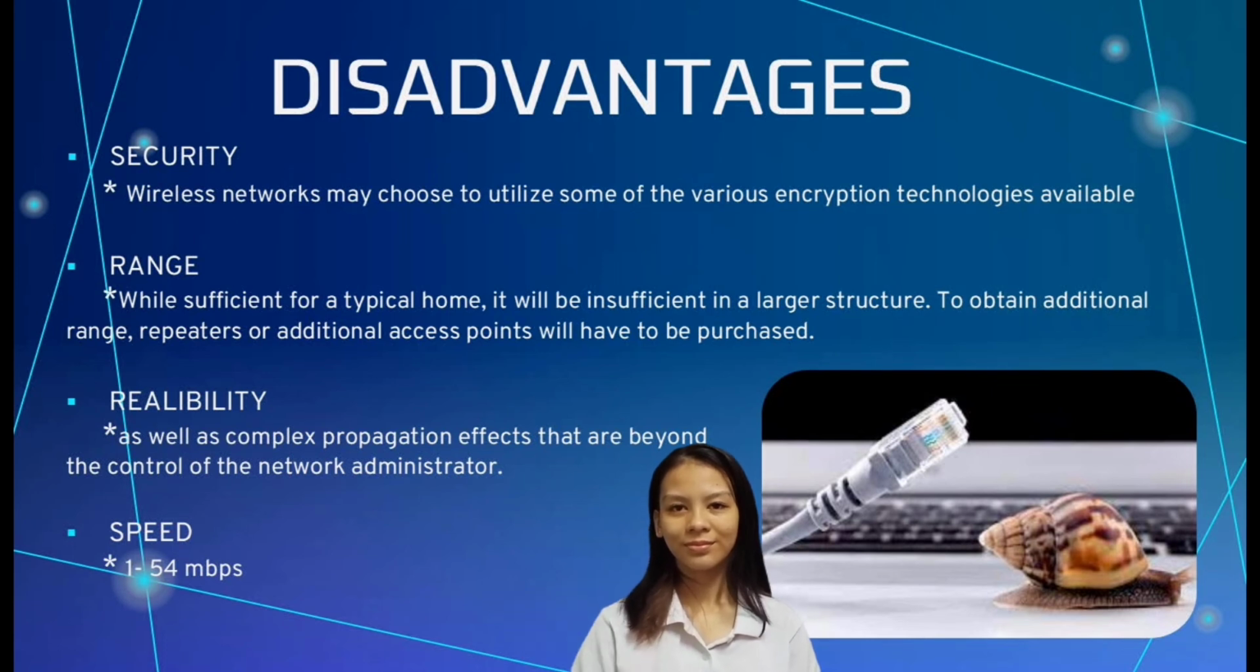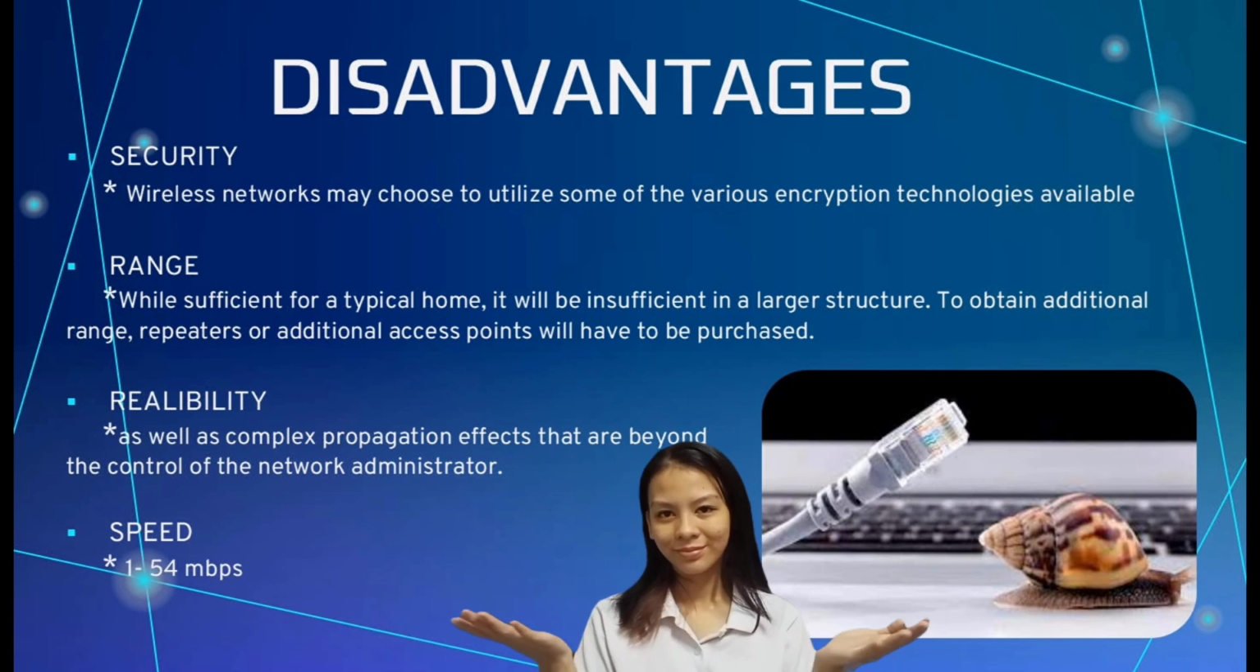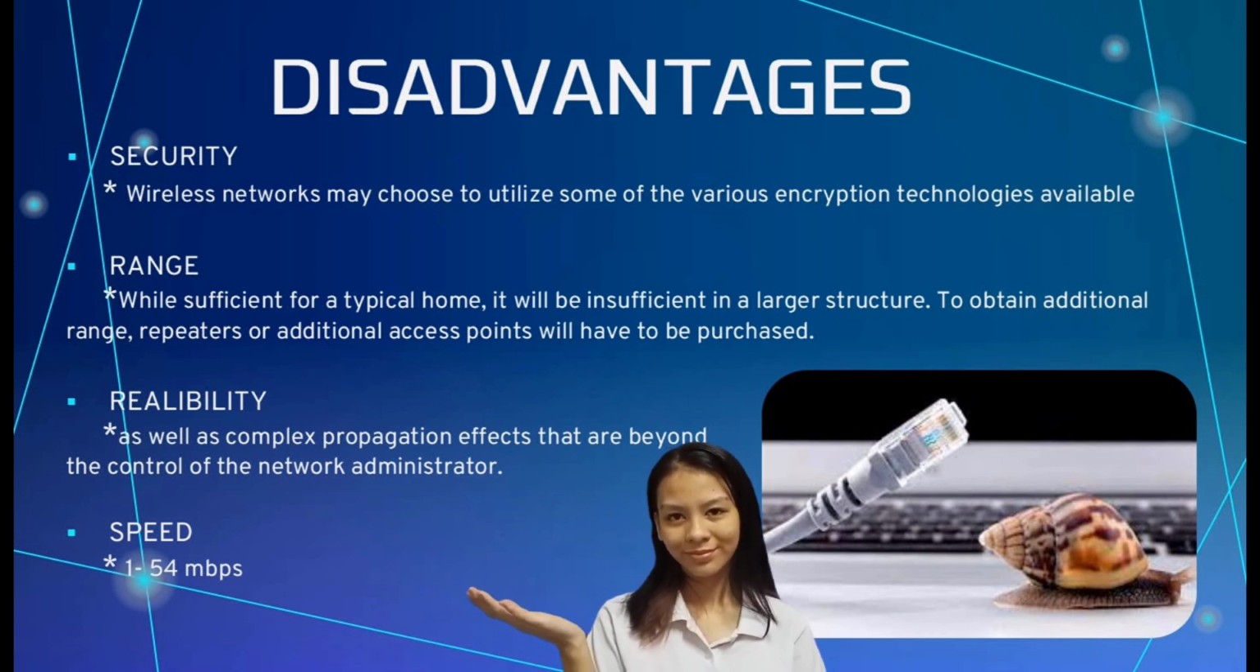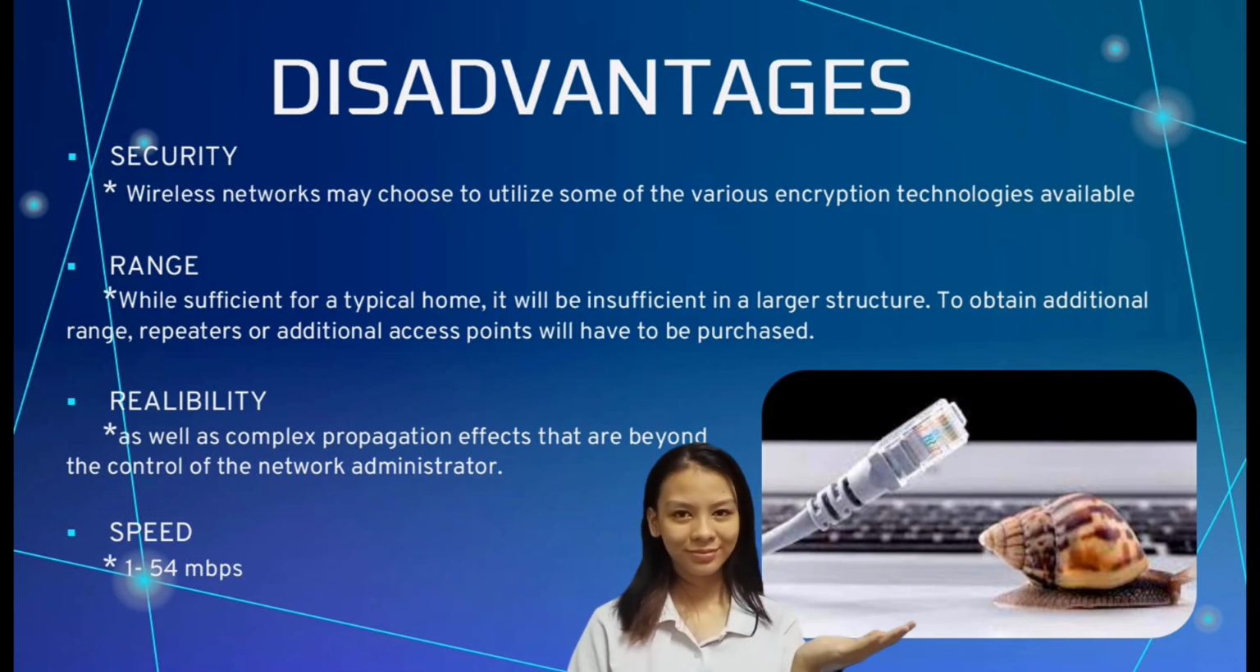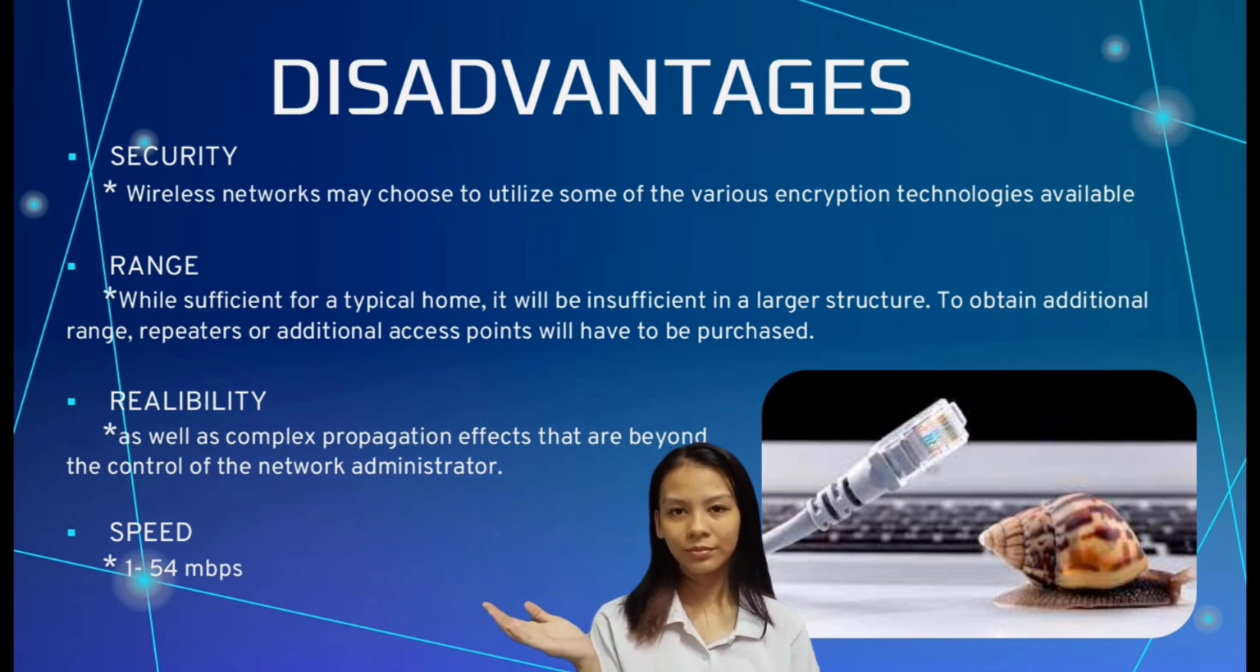For range, the typical range for a common 802.11g network with standard equipment is on the order of 10 meters. While sufficient for a typical home, it will be insufficient in a larger structure. To obtain additional range, repeaters or additional access points will have to be purchased. Cost of the items can add up quickly.